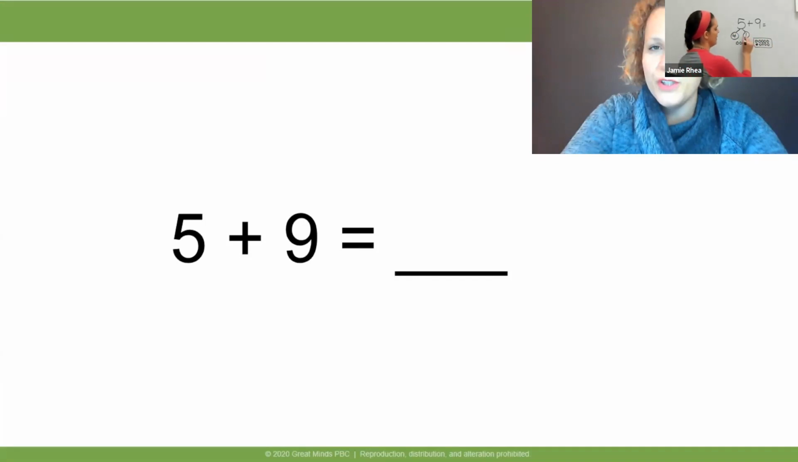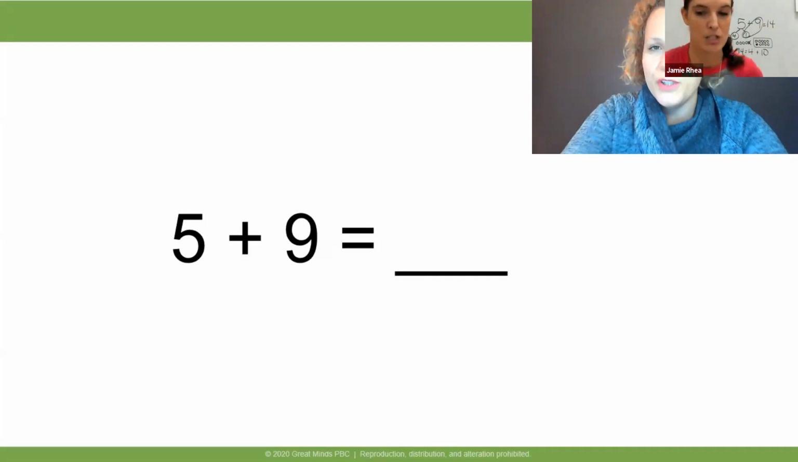Now I can say that 9 plus 1 made 10 with 4 more equals what? Okay, what did 10 and 4 more make? 14. I'm gonna put 14. So 5 plus 9 equals 14. Do you think we're right?